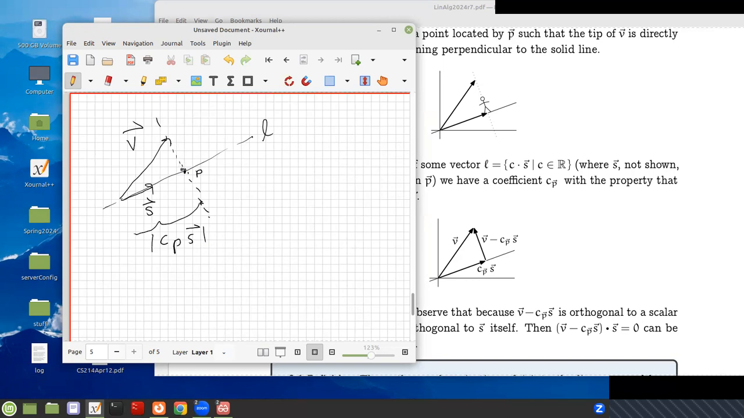So now the question is, we've got this vector, and what's this vector here? Well, it's going to be V minus CP S. Because I start with CP times S going all the way out to here, I add this to it, I get V. You see that? V equals V minus CP S plus CP S. That's all. We add this to this, and it works.